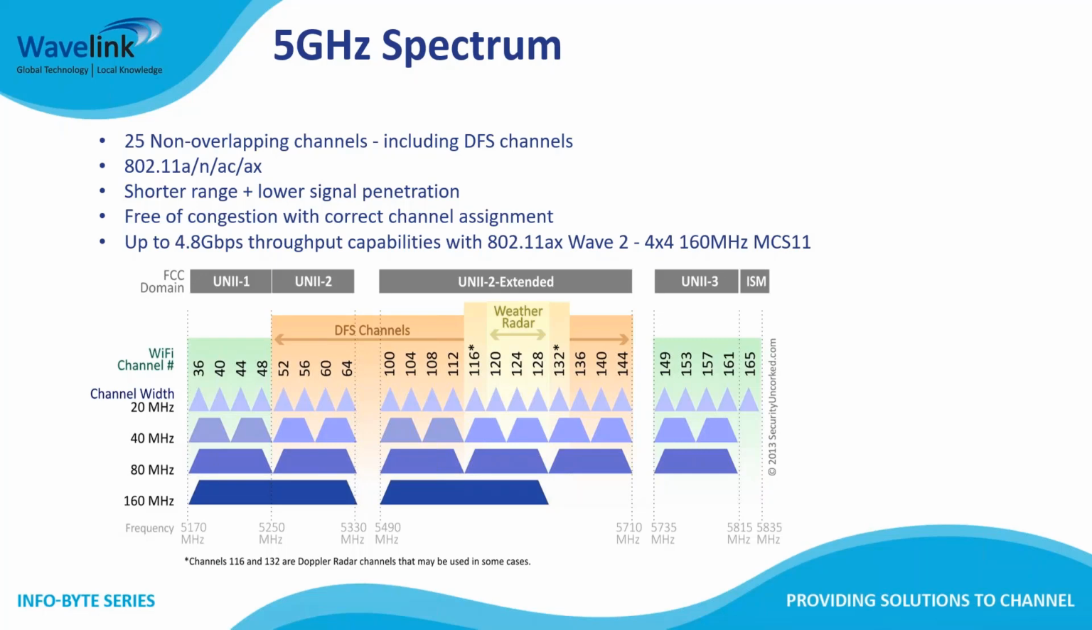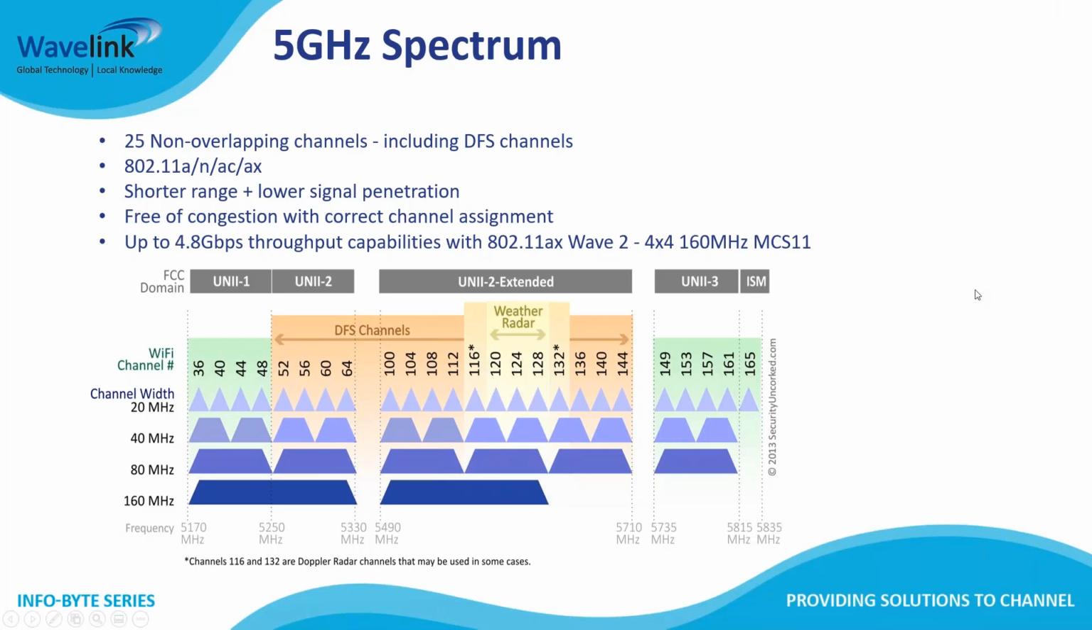25 non-overlapping channels if you're using the UNII-2 Extended. Depending on your regulatory domain in your country, will depend on the specific channels that you can use at a given time and at a given place, of course. So it'll be a case of checking with your regulatory domain in the country that you're in. Obviously, we're in Australia, so most of them can be used. There are a couple that can't. Generally, for the most part, free of congestion, as long as you're doing your channel planning correctly.